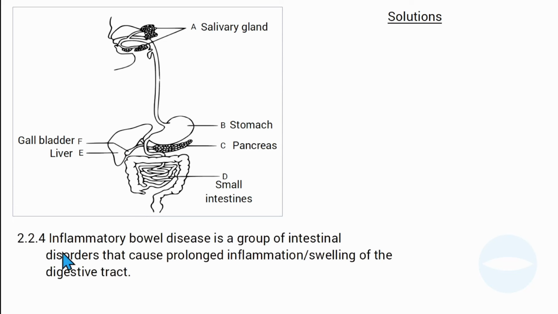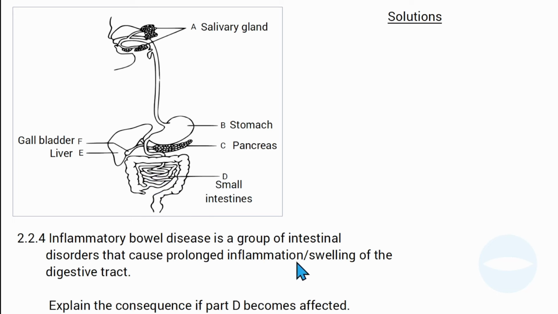The next question says, inflammatory bowel disease is a group of intestinal disorders that causes prolonged inflammation and swelling of the digestive tract. So this disease causes swelling in the digestive tract. The question says, explain the consequences of part D becoming affected. We know that part D is the small intestine. If the small intestine swells, then absorption will not take place the way it is supposed to.